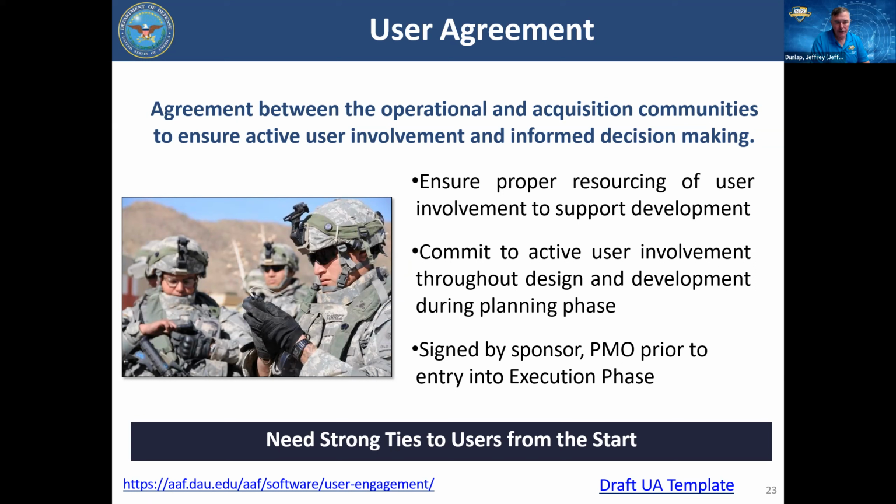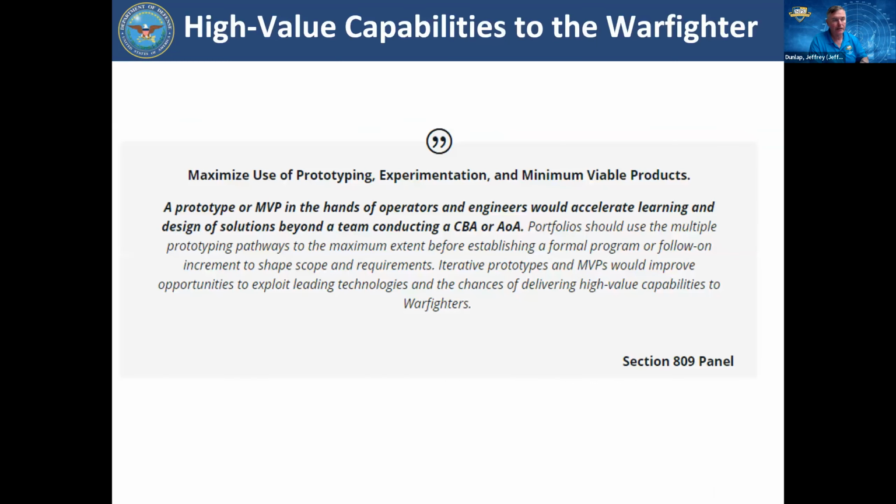So it's signed by the sponsor and the program management office prior to entry into the execution phase. So this is something that needs to be done: an active user agreement, a draft capability needs statement, and an acquisition decision memorandum, and yay, verily, let's get going.